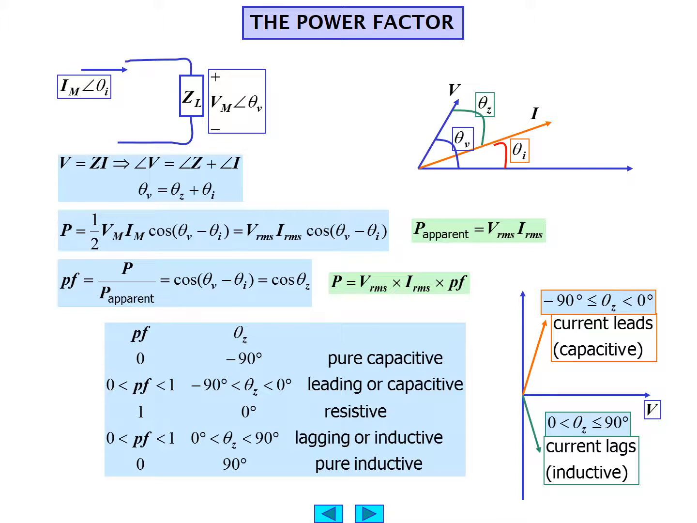Note that there are multiple definitions. For example, for the power factor of 0, we could have two different values of theta Z. That's because the cosine function is an even function.